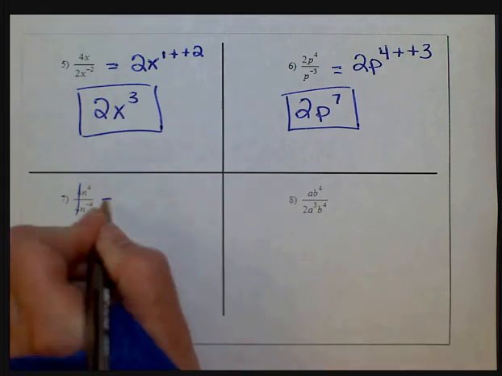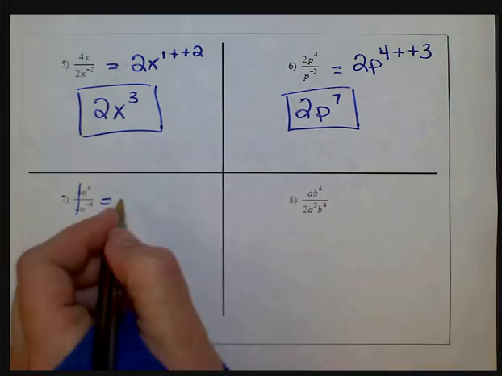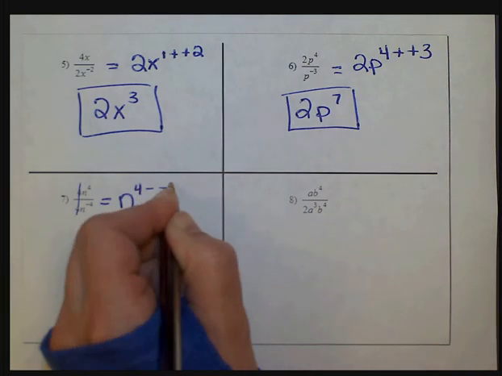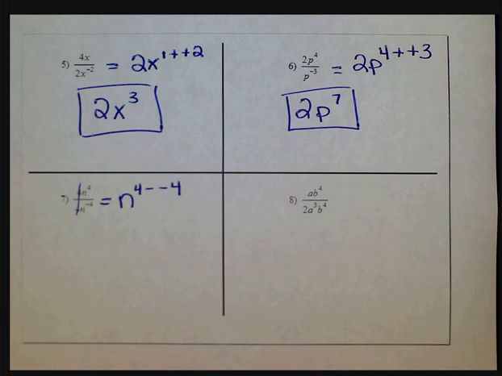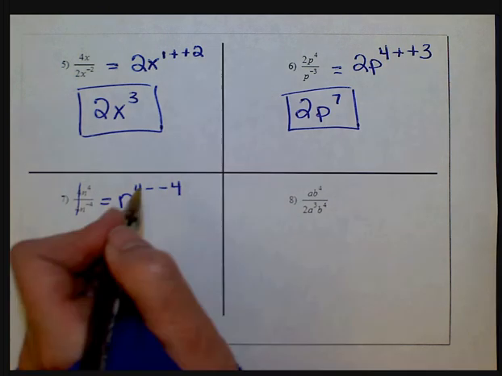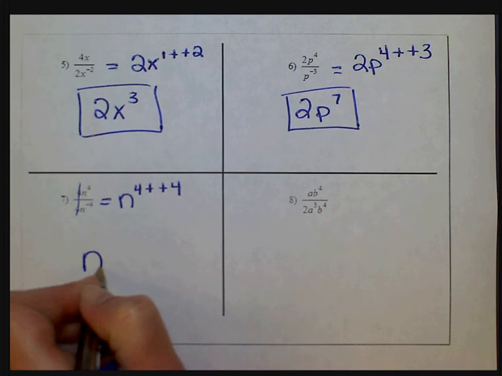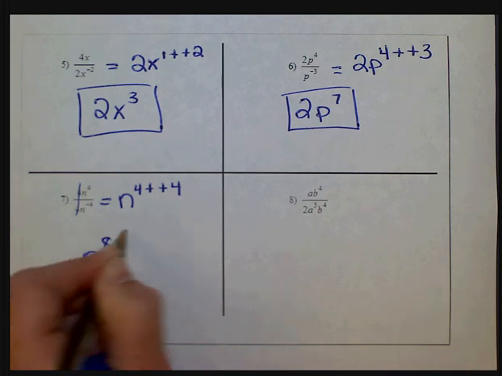So we have to use our division rule. And we take n to the top exponent minus the bottom exponent. So it's 4 minus a negative 4. Again, the change rule will make that 4 plus 4. So the answer to this is n to the 8th power.